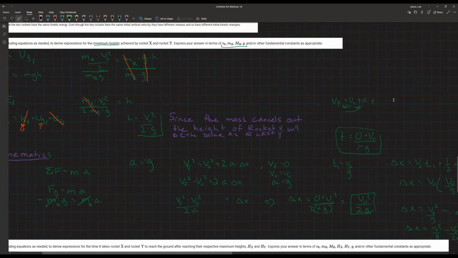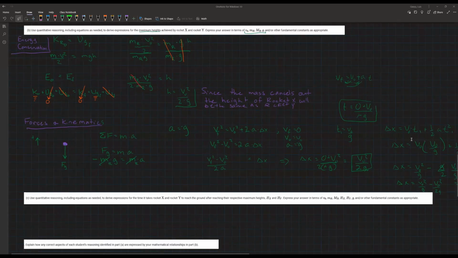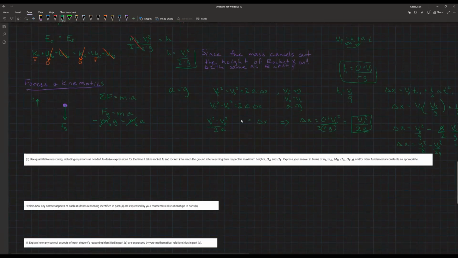Any questions? So for the person asking about 1/2 AT squared, you could have done that, but then you'd have to replace T because they didn't want that in their answer. There's more than one way to skin a cat. Okay. So let's go ahead and continue.